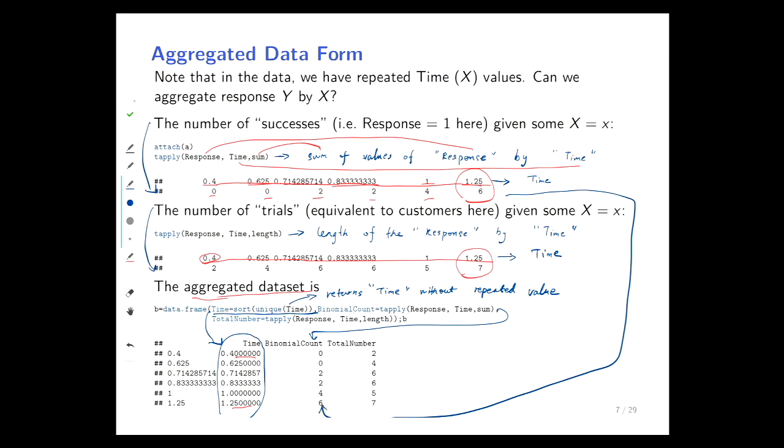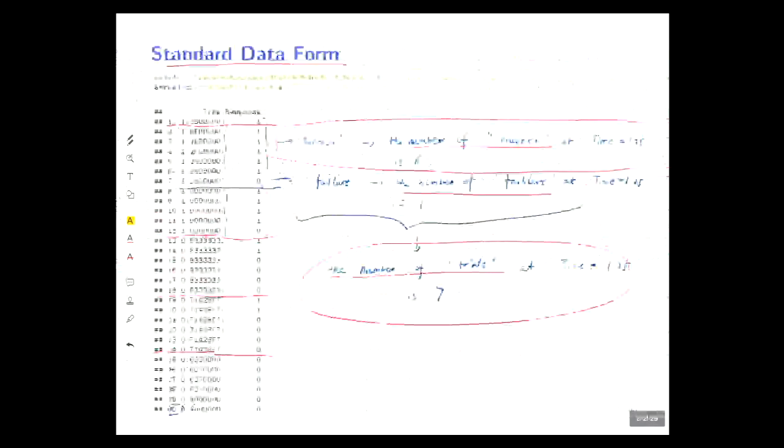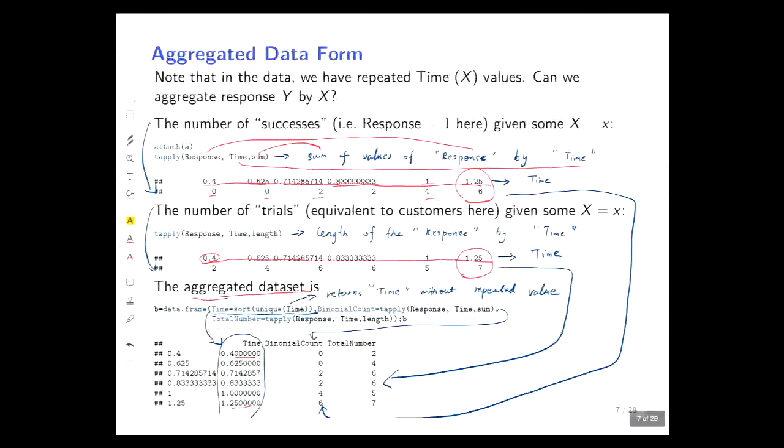And the last one is the number of the trials. The number of trials can be input in this way, and we call it total number. So in this case, we have this new data set, which is called aggregated data set. It's actually nothing new. You can consider it as the summary statistics of the previous table, by given different values of time. I do not think it's really difficult for you.